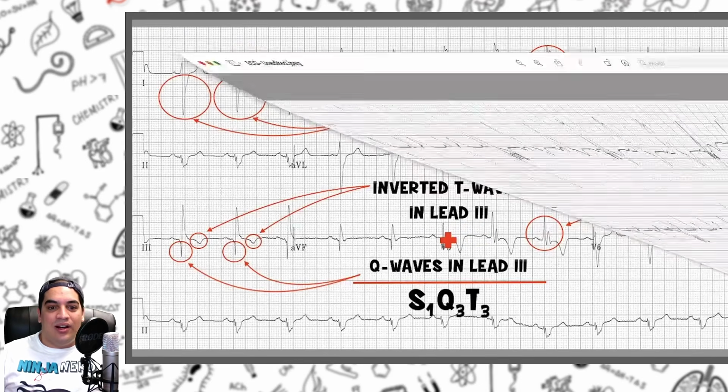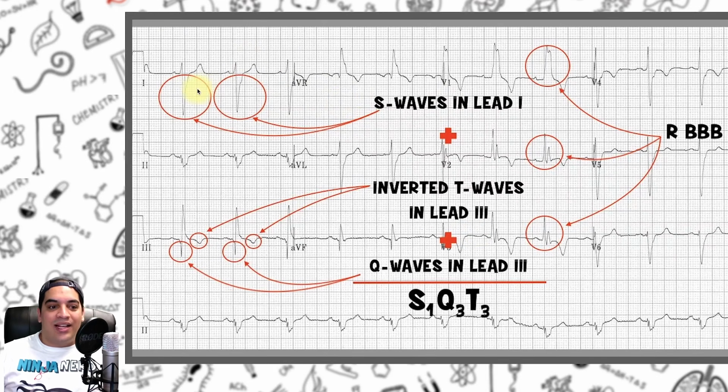So take a look here at our EKG, but boom, S1, Q3, T3, classic sign, right bundle branch block, and then we also have right axis deviation. All right, that's our EKG. Now let's take a look here at the next, which is the echo.